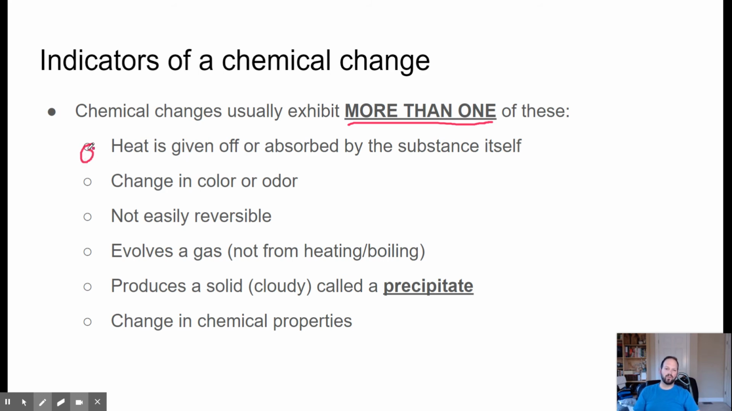First of all, is heat given off or absorbed by the substance itself? The match, remember, gave off heat from within the wood, but for the hot spring, the heat was from outside. So if the heat's given off from within the substance or taken in by the substance, that might be a chemical change. Changes in color. The hot spring looked like blue water and white steam, but it isn't a chemical change. In the match, it's much more obvious that there is a change in color. Or a change in odor. Matches have that burning smell. Not easily reversible. It's really hard to reverse burning. It's kind of easy to reverse boiling. You just cool off the steam and now you've got liquid again.